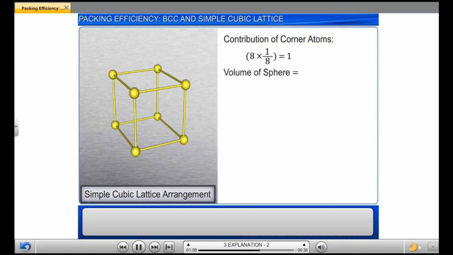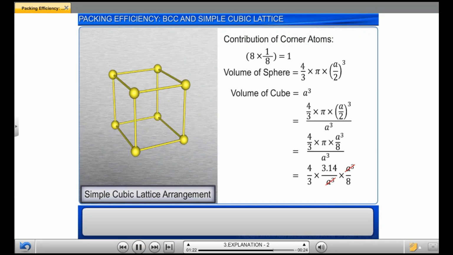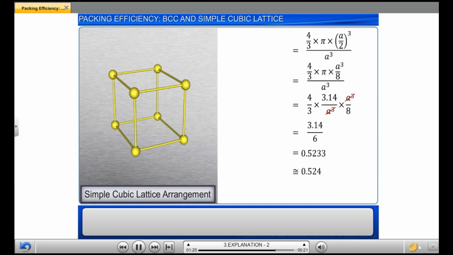The volume of a sphere contributing to a unit cell is 4 upon 3 into pi into a upon 2 whole cube, while the volume of a unit cell is a cube. On substituting these expressions in the formula for packing efficiency and simplifying, we get 0.524 or 52.4%. Therefore, the packing efficiency in simple cubic arrangement is equal to 52.4%.